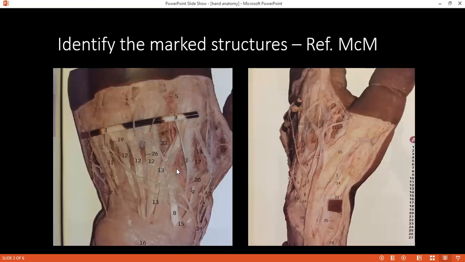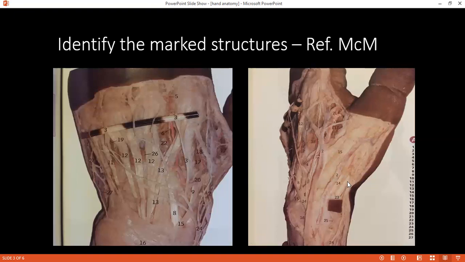What is the nerve supply of the dorsum of the hand? Radial side, radial nerve, while the index, middle, and ring finger, median nerve, and the ulnar nerve on the little finger and half of the ring finger. Okay, good.